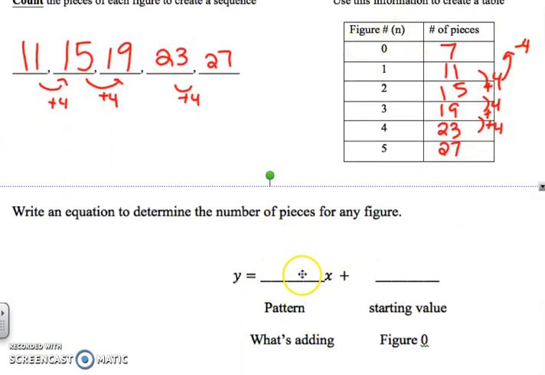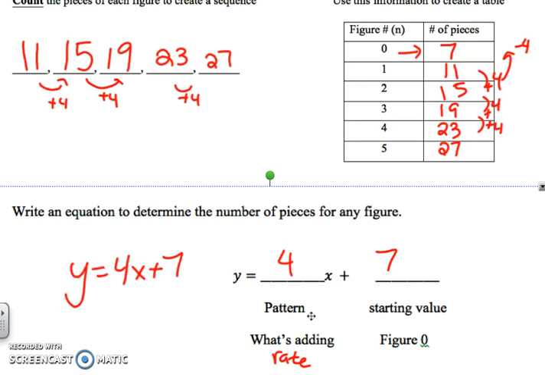So I'm going to start off with y equals some number next to an x plus some number over here. So my pattern, or what's adding, or even the rate, was a 4. And then your starting value was a 7. So your equation will be y equals 4x plus 7.